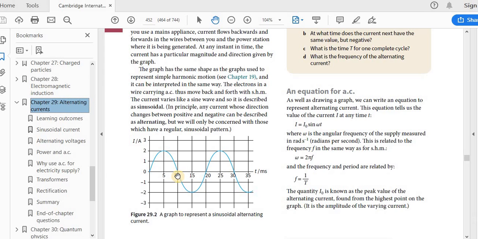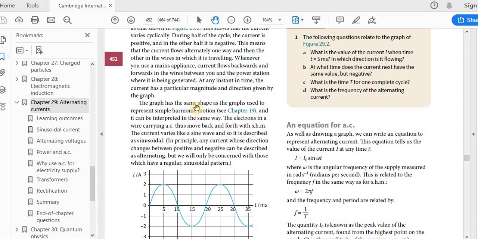So for the first 10 milliseconds it is flowing in one direction, for the next 10 milliseconds it is flowing in another direction. Again the process continues. That's why it's called alternating. Okay, and I already explained to you the pattern.